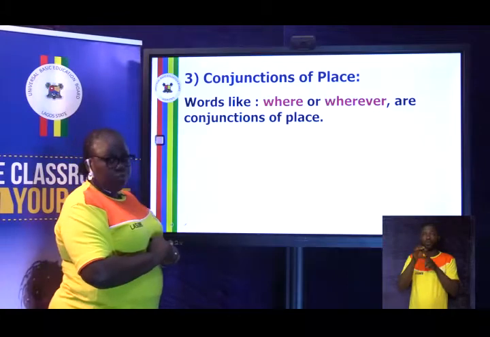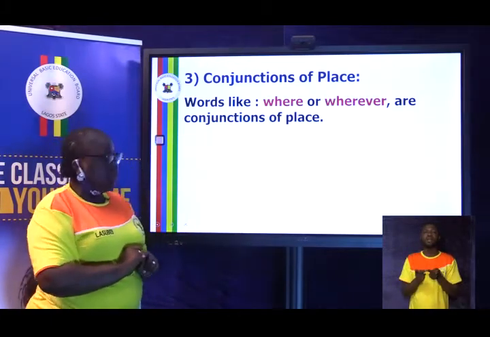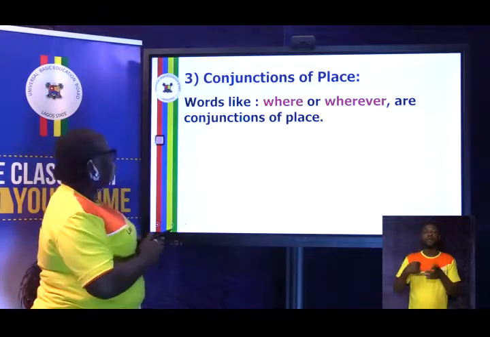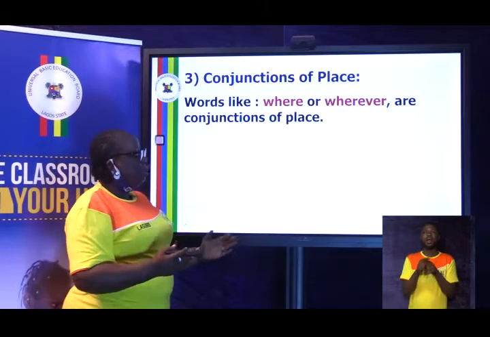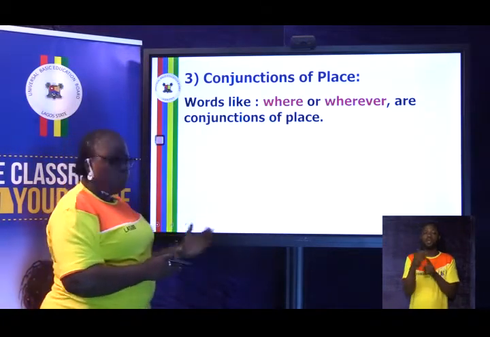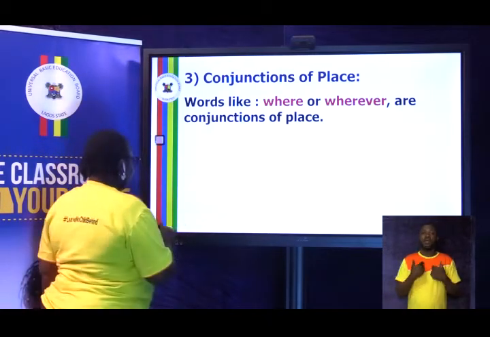Then we're looking at the third type. That is the conjunctions of place. Under this, we use words like where or wherever. I repeat that. We use words like where or wherever. Now, let's have examples.